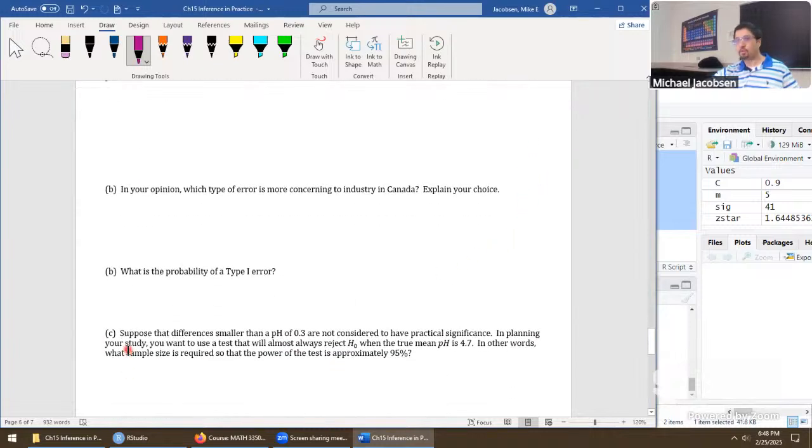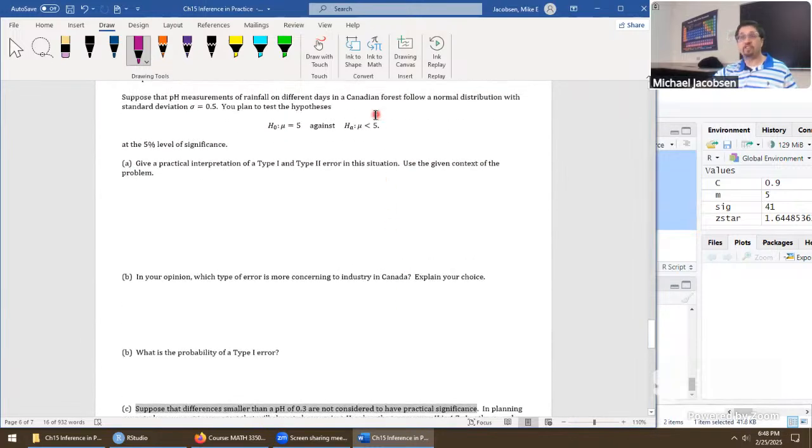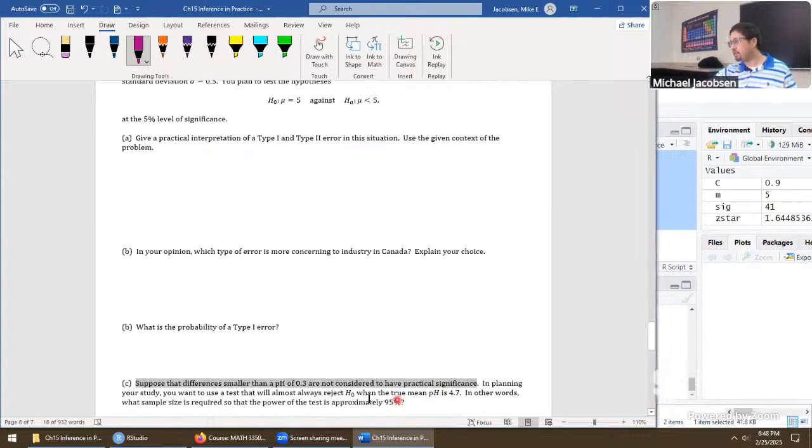And notice where it says, suppose that differences of a pH at 0.3 are not considered to have practical significance. We are talking about an effect size here. Who knows how true that is, but biologists, ecologists would have to inform us on this. If we make that a statement, then the alternative hypothesis that mu is less than 5 becomes a specific alternative that mu is equal to 4.7. So that's how a specific alternative gets informed by information about the effect size.